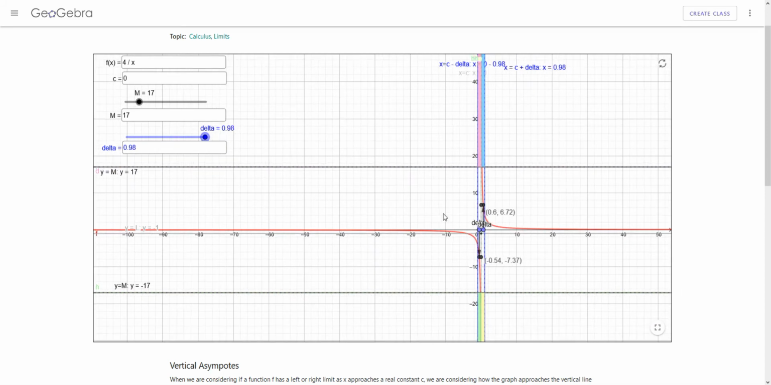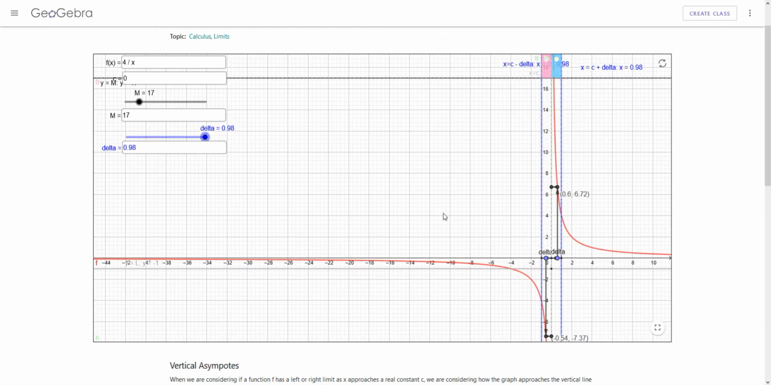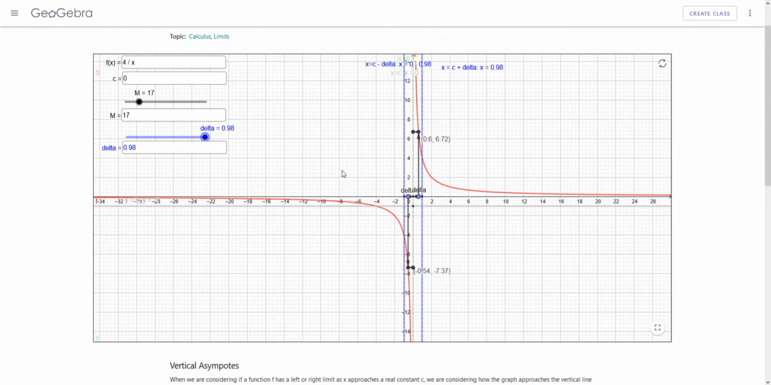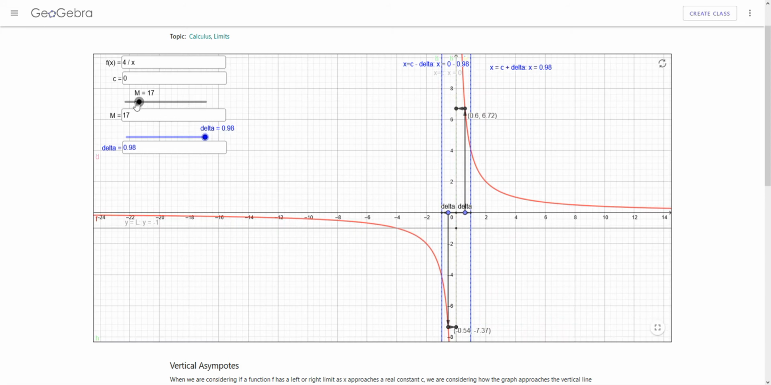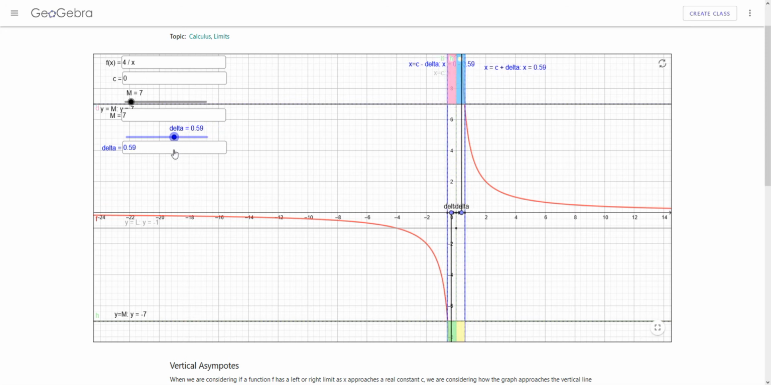So the idea is no matter how high we put m, we can go small enough with delta. If we're within that, all the values are above that. So that says the limit as you go from the right of this function goes to infinity.